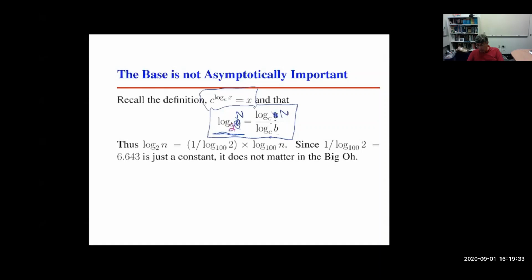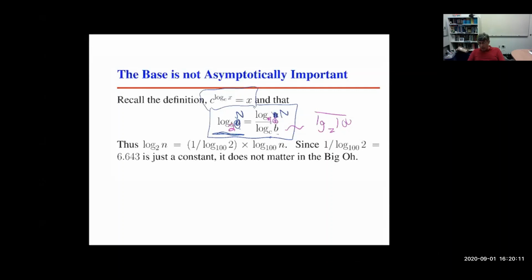Okay, hopefully I can do that. And c was something like 100. How does the log base 2 of n compare to the log base 100 of n? Well, we're dividing it by the log base 2 of 100. What is the log base 2 of 100? It should be seen as a constant, okay? Log base 2 of n is a number you get from your calculator, okay?